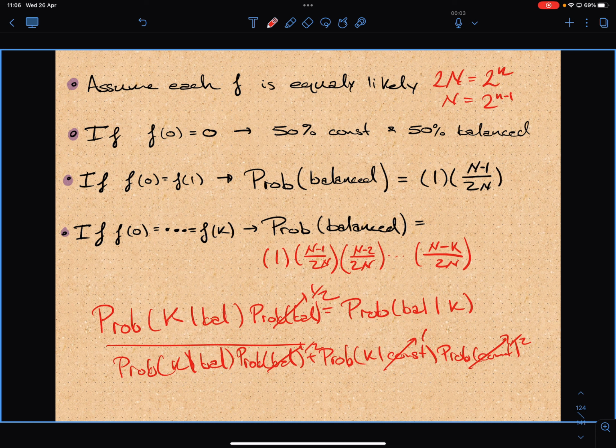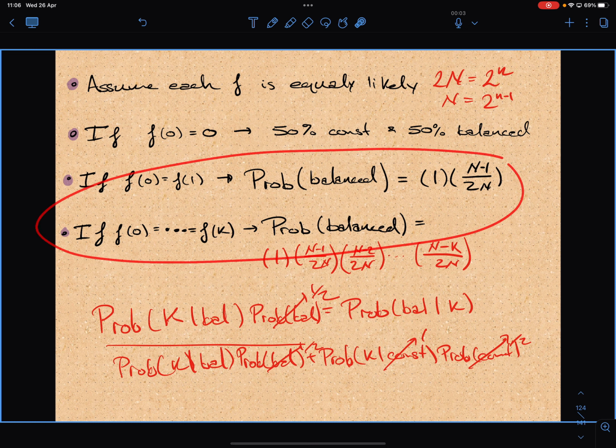Let me explain. In here, the first one is right. If I make one measurement, if I evaluate it at 0 and I get 0, I still don't know. I have nothing else to compare with. So since f is equally likely, it's a 50% chance that it's constant and 50% chance that it's balanced. And then this is where my mistake started happening.